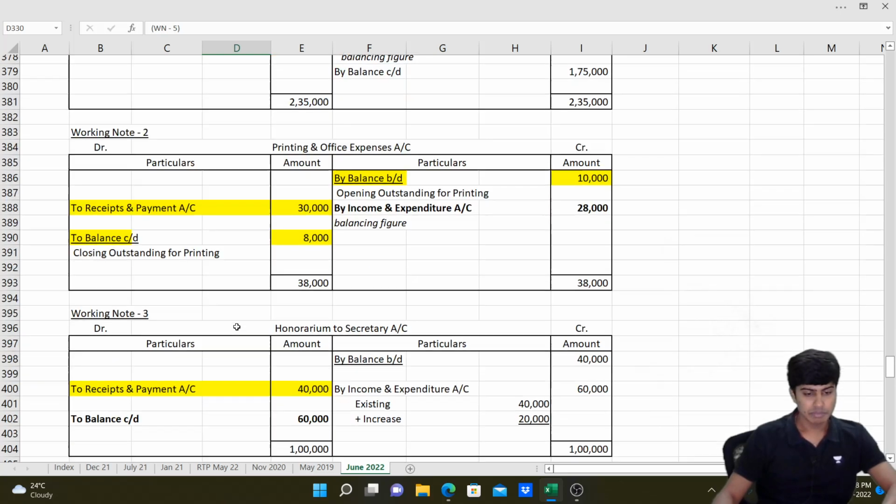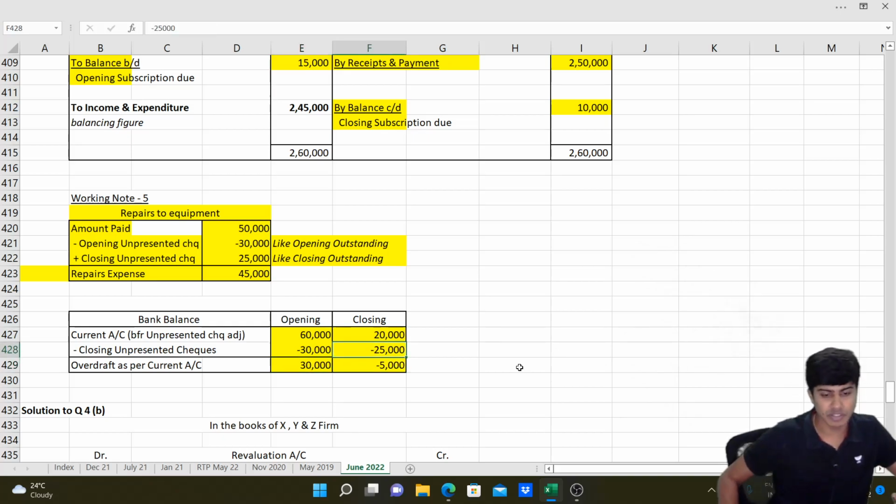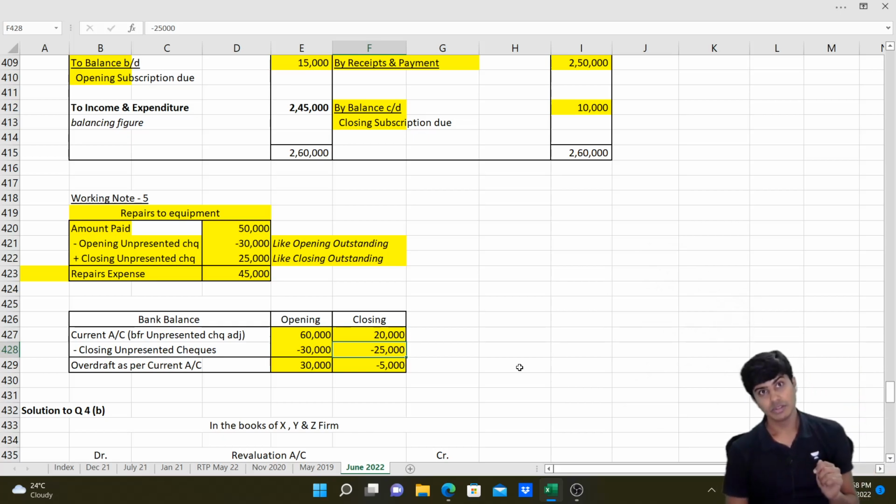Now our balance will change. Bank balance was initially 60 opening, 20 closing. But those unpresented checks are there. If I adjust that, we are doing BRS. We will not write balances per passbook, we should write balances per cash book. I will deduct 30,000 for unpresented checks. 30,000 will be opening bank balance, current account, and closing after deducting 25,000 it will become minus 5. So bank balance in current account will no more be an asset, it will be a liability.